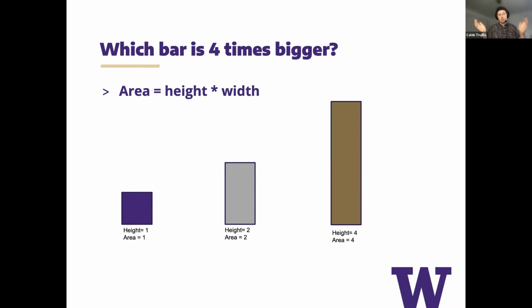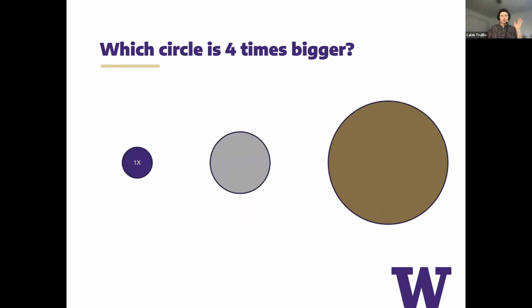Now, this works really well when you're thinking about bar charts, because we have a sense of how height works. You see it every day. Some things are taller than others. But what happens when we start to change the shape? Things get a little more tricky. So now let's do this again. Imagine this little purple circle, and my silver and my gold bars are now circles as well. So which one is 4 times bigger than the purple circle?